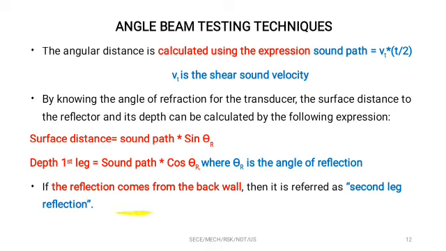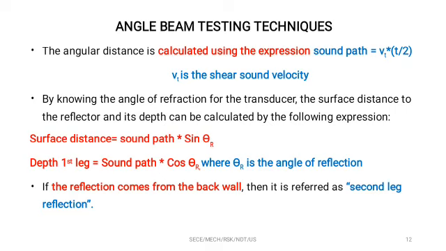Now, if the reflection comes from the back wall, if you pass the sound wave and there is no hindrance or defect or flaw, obviously the sound wave will reach the end of the specimen and return back. In such a case, it is called second leg reflection. So I again repeat, you are passing the sound wave through the test specimen, and because of the presence of some sort of defect, the sound wave doesn't reach the end of the specimen and returns back from where the defect is, then it is called first leg reflection.